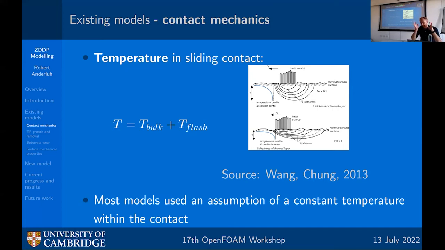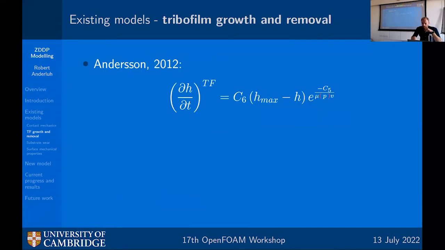Basically how they approach this is they say, okay, we have measured what's going on in some sort of experiment, and they measure that the temperature is 100 Celsius for their experiment, and then they use some analytical expressions to calculate the maximum increase of temperature in their contact. In their case, it is let's say half a Celsius, so they say, we don't care, it's fine. They're just going to use the bulk temperature. So that was it regarding contact mechanics models that were used previously.